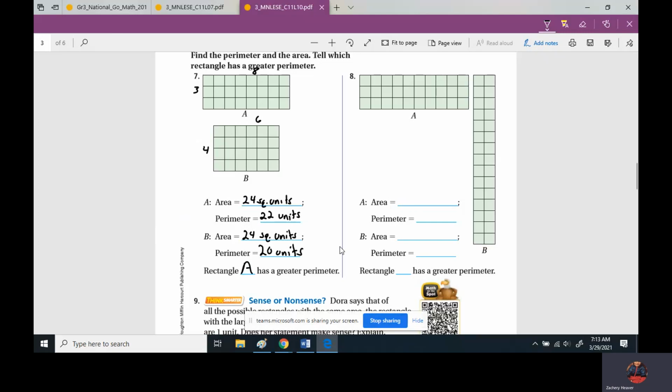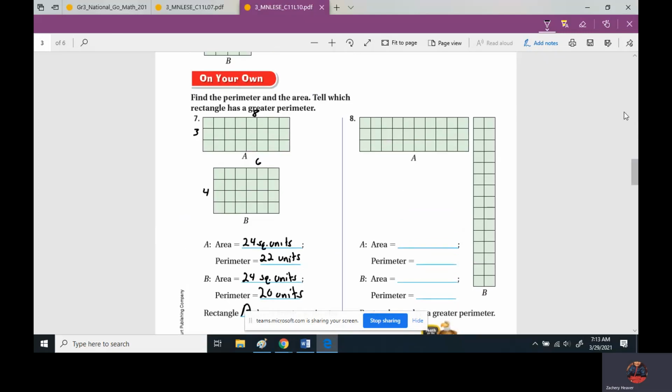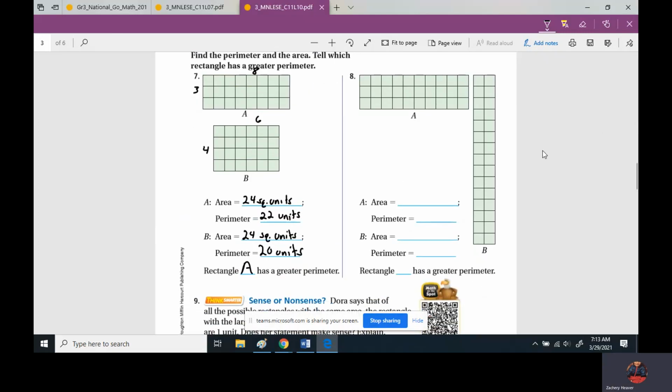You guys can look at number 8 and really see which one has the greater perimeter. Look at B. That's huge. I'll tell you right now, that's going to be it without even doing it. But let's go ahead and solve it. So to find the area, let's count the sides. 1, 2, 3 across the top. 1, 2, 3, 4, 5, 6, 7, 8, 9, 10. We know 10 times 3 makes 30. So the area for A is going to be 30 square units.